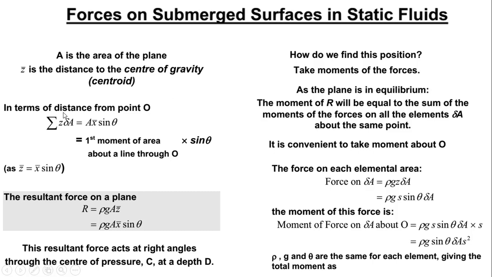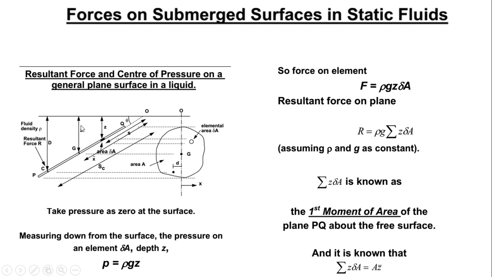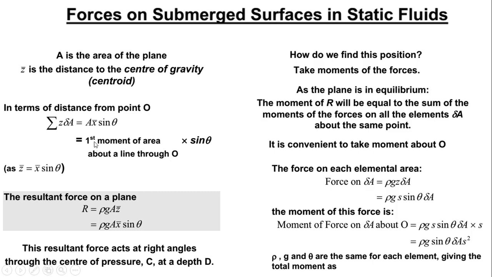So in this case, we can take note. We see that for Z bar, we have the opposite and the hypotenuse, and we've got our theta here. So if we've got opposite and hypotenuse, Z bar will be replaced by X bar sine theta. So our first moment of area will be given by the summation of Z delta A, which is equal to A X bar sine theta. So this becomes the notation that we can use from here.